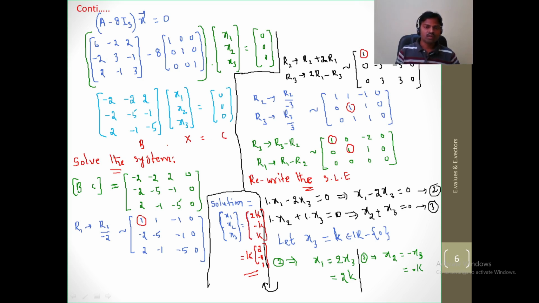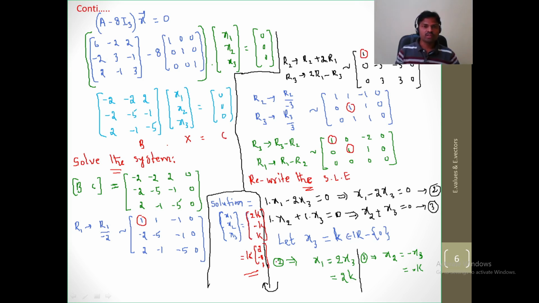Now why have I taken k as non-zero? For example, if k is equal to 0 and we substitute here, 0 into this entire vector becomes 0, so the eigenvector is the zero vector. But eigenvectors are non-zero. That's why k should not be 0. You have to take a non-zero number.